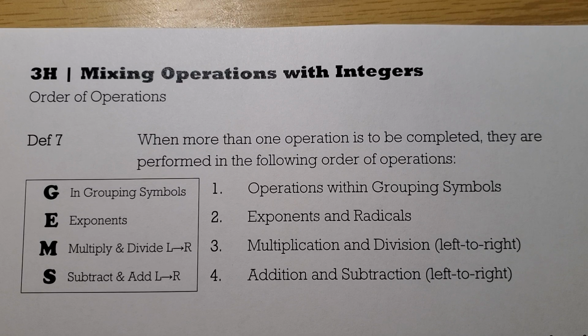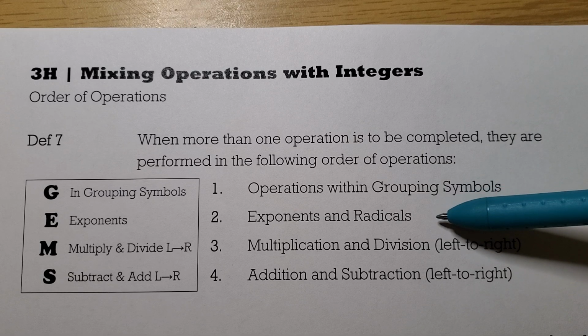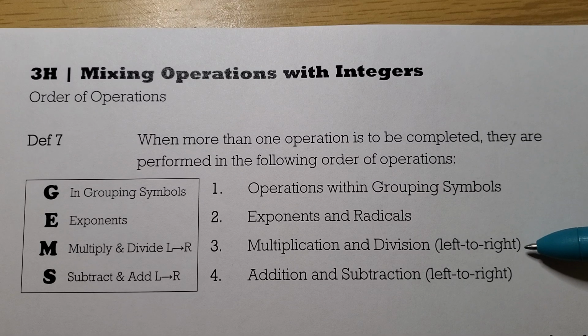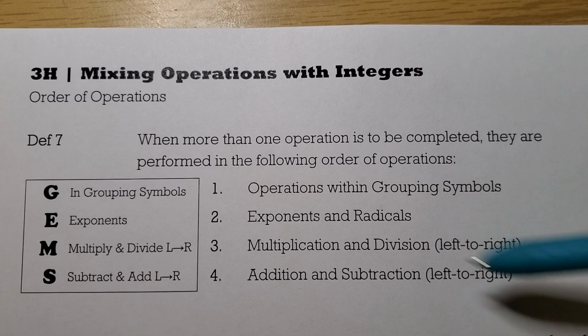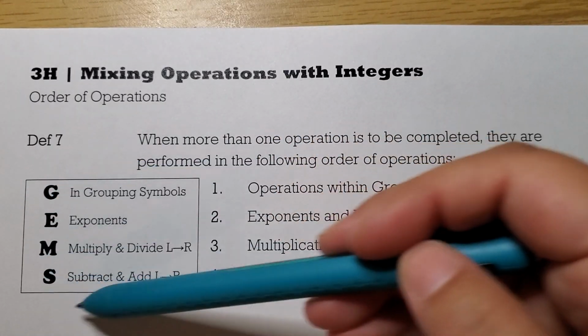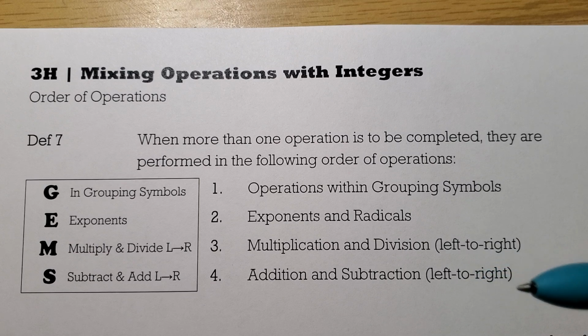As a reminder, when you have multiple operations to complete, we've got this agreed upon order of operations, where first you do anything in grouping symbols, then you do anything that's got an exponent or a radical, then you perform multiplication and division going from left to right, and then you perform addition and subtraction, also going from left to right. And we can remember this using the shortcut GEMS, right? So grouping symbols first, exponents, multiply and divide, subtract and add.